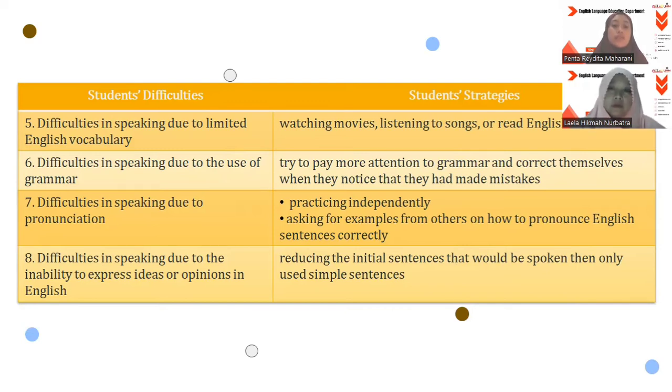For the seventh difficulties due to pronunciation, the student used two strategies, which were practicing independently and also asking for examples from others on how to pronounce English sentences correctly. And for the last, students' difficulties related to students' inability to express ideas or opinions in English, the student used reducing the initial sentences that will be spoken, then only use simple sentences.